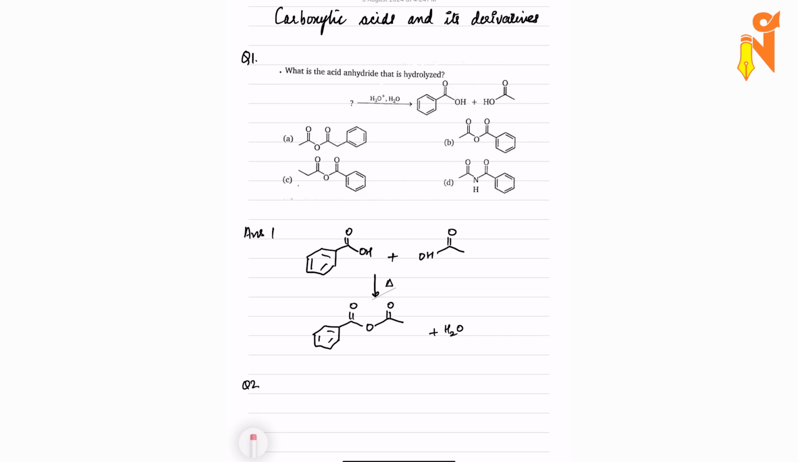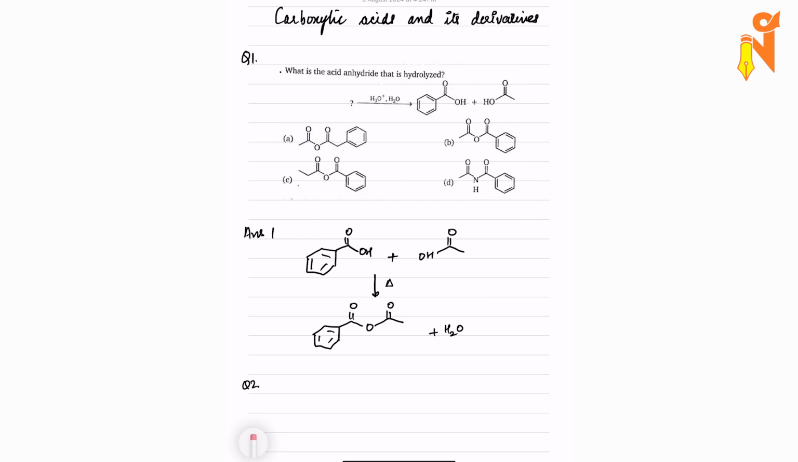Hello everyone, so now we are starting the next chapter, carboxylic acids and their derivatives, questions from MSc Elementary, and we'll be starting from question number 1. So question number 1 is, what is the acid anhydride that is hydrolyzed to form so and so compound? So basically benzoic acid and ethanoic acid is what they are expecting.